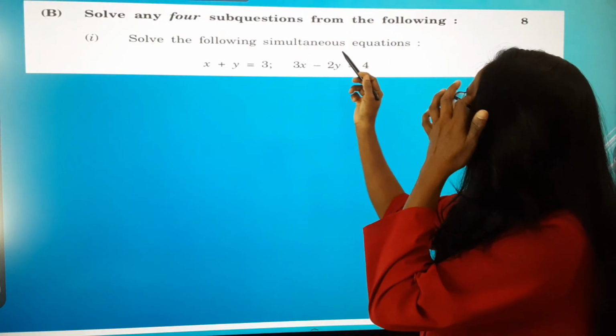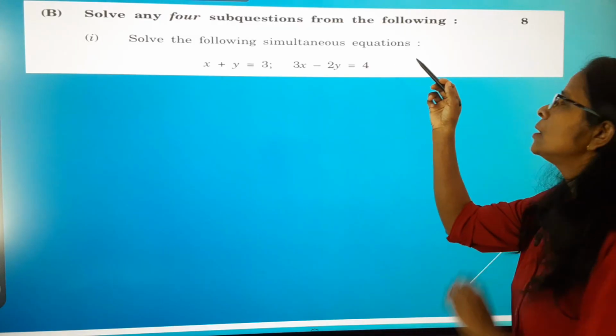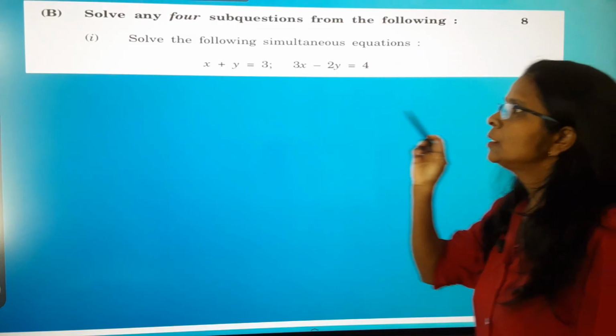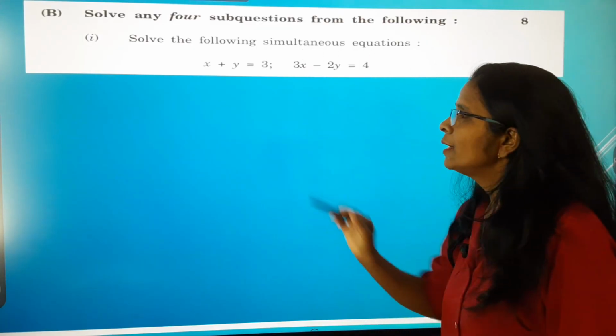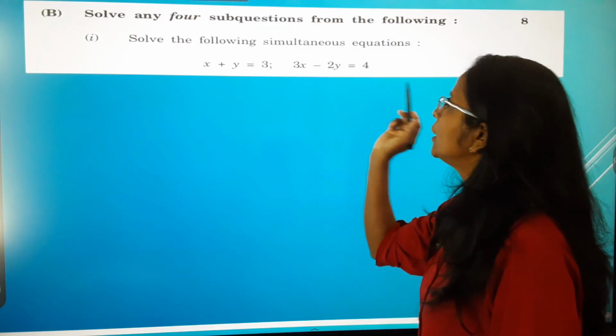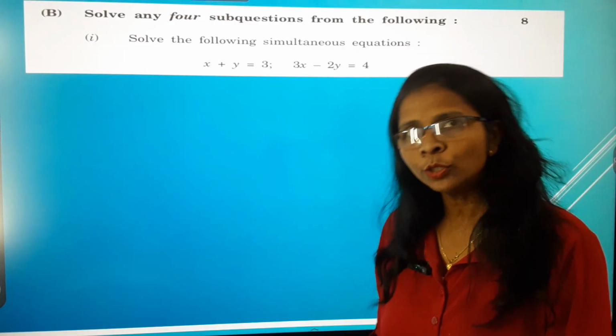Next question, students. Solve any 4 sub questions from the following. First question, solve the following simultaneous equations: x plus y is equal to 3, 3x minus 2y is equal to 4.